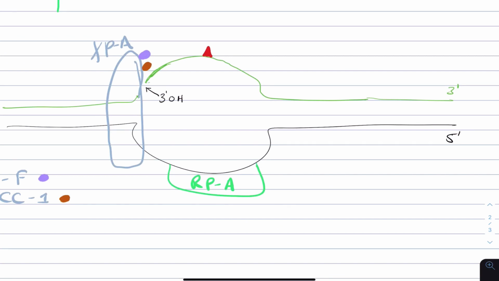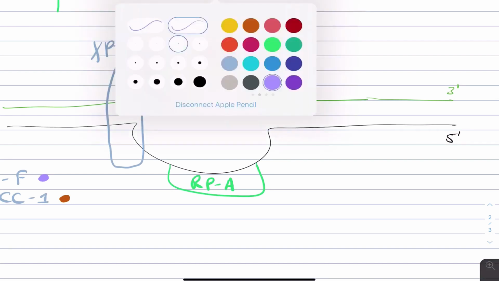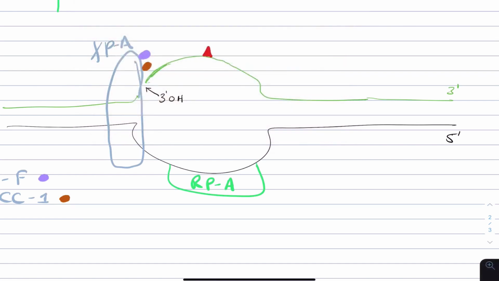All right, XPG, let's pick a different color for XPG. I guess we can go with orange. There we go. This is going to be our XPG. This is an endonuclease enzyme, and it will cleave. XPG, when it connects, starts to cleave towards the 3' end, and XPA will start to make cuts towards the 5' end, and XPG will make cuts towards the 3' end.